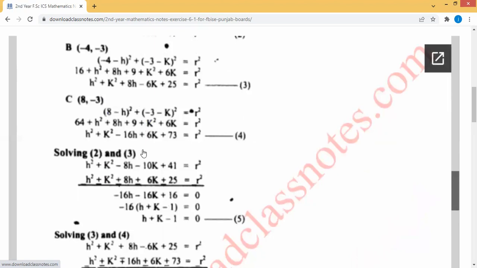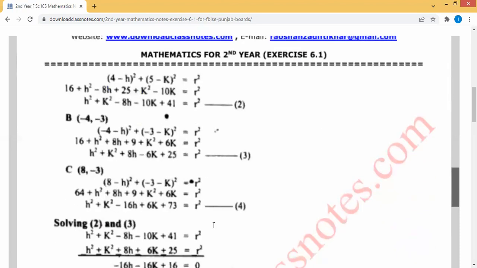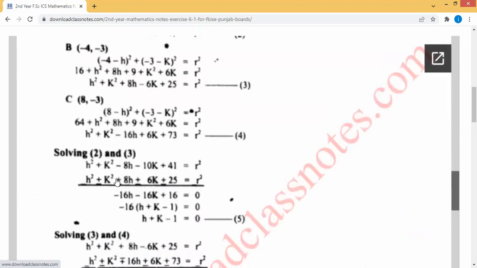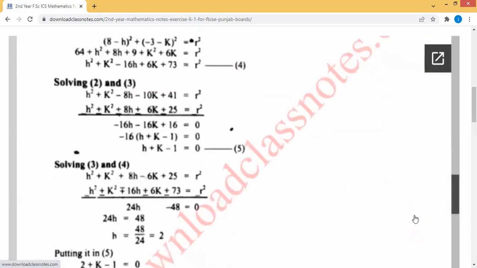ठीक हो गया. तो इसके बाद मैंने simple solving यानी subtract करके मैंने अपने दो तीन values compare कर दी हैं. इस केस में मैंने ये किया कि equation number 1 जो ये पहली equation है, first equation that is this one, sorry, जो पहले a part से आ रही equation 2 है, इसको minus कर दिया third equation से, that is equation of b point. तो मेरे पास after simplification भी आता है h plus k minus 1 equals to 0. ठीक हो गया. हाँ. So this will be equals to what? This will be equals to h plus k equals to 0.